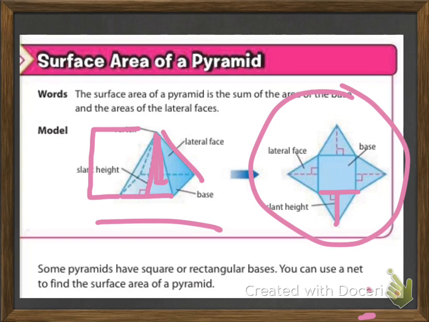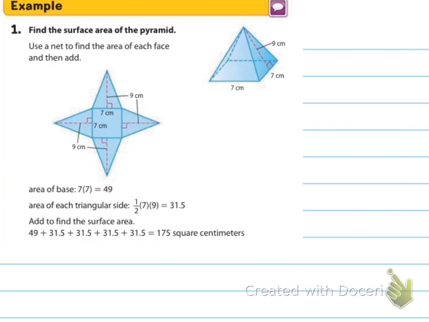Some pyramids have square and rectangular bases. You can use a net to find the surface area of a pyramid. So find the surface area of the pyramid, and this is another square, and I know that because my base and my height are the same, so that tells me it's a square. It says to use the net to find the area of each face and then add them together.